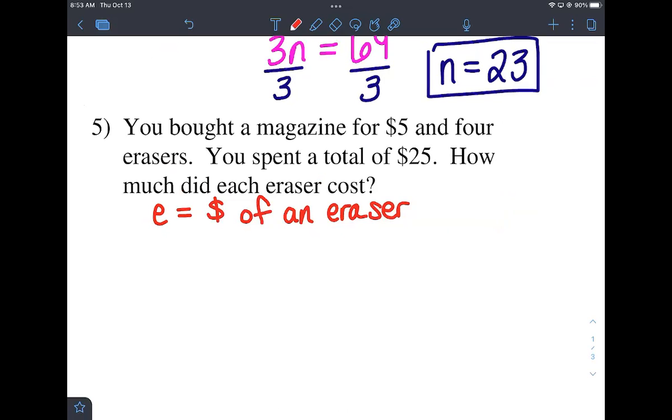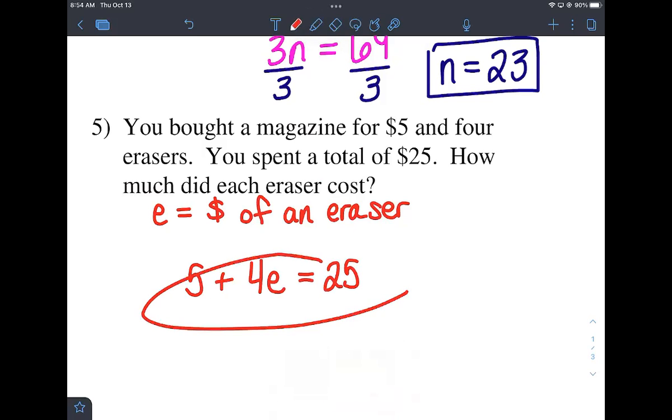So let's build this equation chronologically. Caitlin, what was the first thing you bought? And how much did that cost? All right, so immediately you got $5 down. Then you purchased 4 of those erasers. Now, if the cost of an eraser is E, then the cost of 4 erasers would be 4E. That expression represents the amount of money that you spent. We know what that expression is equal to because it says you spent 25. So 5 plus 4E equals 25.